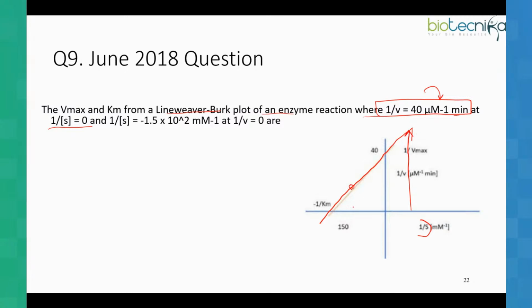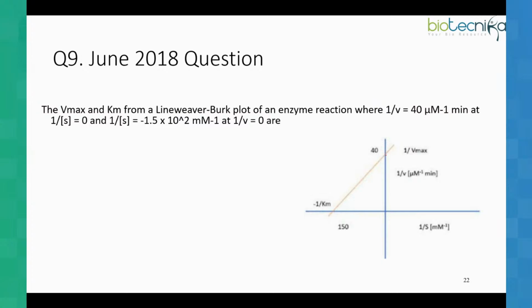If you take this point, here also the 1 by s is negative and less than 0. This is the point where 1 by s is exactly 0. Okay. So what is this particular point? That is 1 by v, that is y-axis at 1 by s is 0. What is the value? So this value they have given as 40 micromole minus 1 per minute.